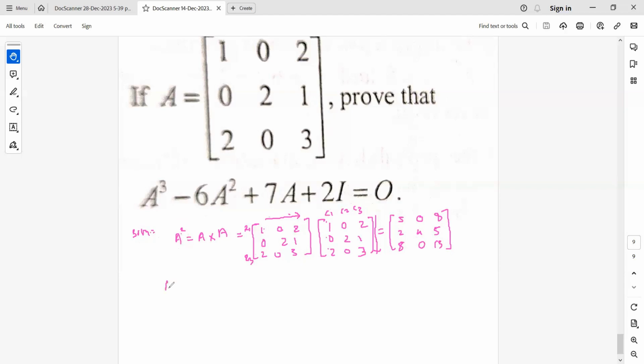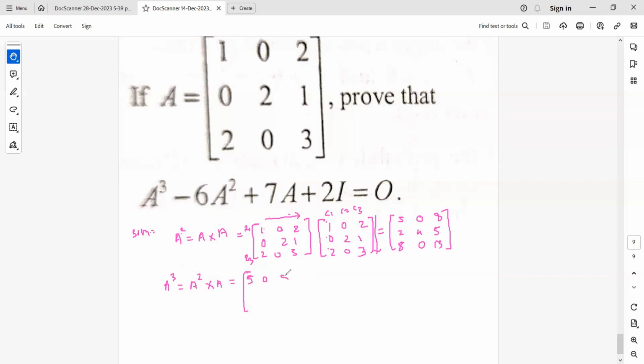Next we need to obtain A cube. To obtain A cube, whatever answer we have got in A square, we need to multiply it with A. Most of the students take the cube of each element, which is the wrong method. So for A cube, we need to multiply A square with A. Be careful while multiplying.